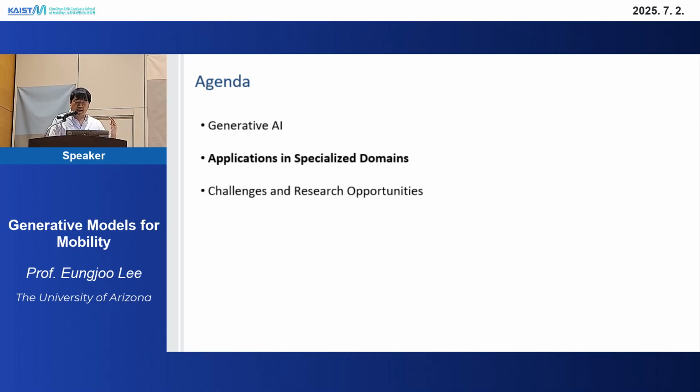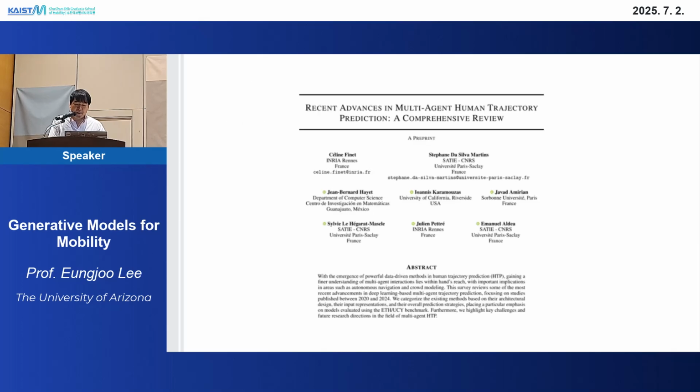And those are a high-level overview of generative AI methods. And I will talk about some applications in specialized domains. In mobility applications, people are also interested in generative models, because this is one of the recent review papers that I found, and people are interested in using Gen AI in multi-agent human trajectory prediction.